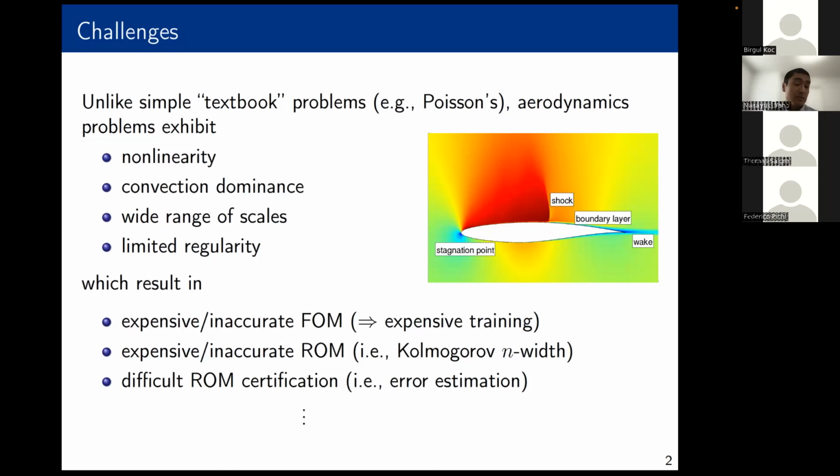And these challenges also introduce expensive or inaccurate ROMs. For example, if we are looking at transonic flow with moving shocks, we might have a very slow decay of Kolmogorov n-width. And it also poses a challenge in terms of certifying the ROM. So constructing the error estimate is going to be quite challenging for this type of aerodynamic flows.